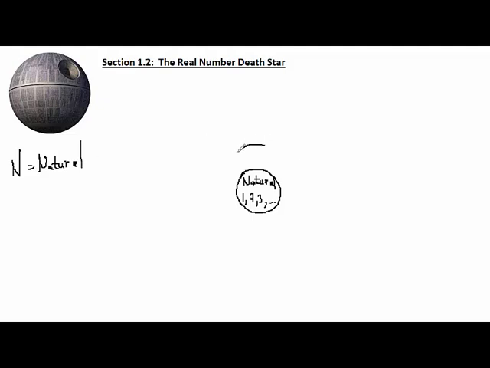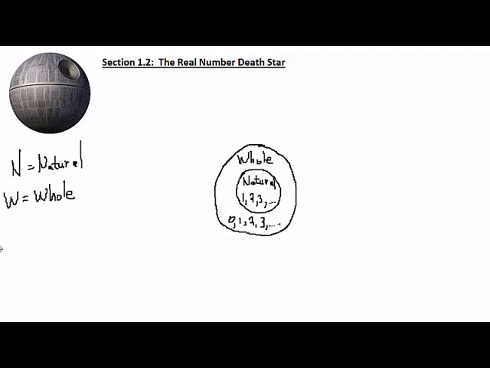The next layer of the Death Star includes all of the natural numbers. So 1, 2, 3, these are all included in this next outer layer. The only difference is that we're going to add the number 0. So 0, 1, 2, 3, and so on comprise this next layer. And these are called the whole numbers. And we use the letter W to represent whole numbers.